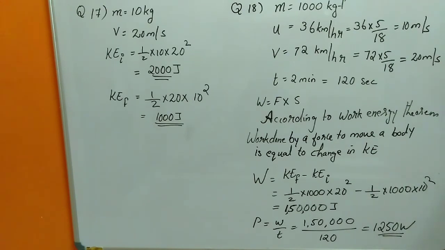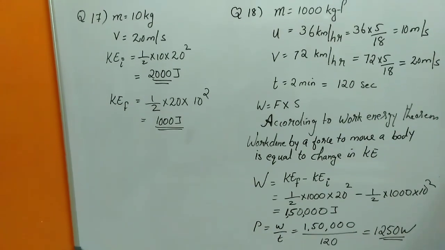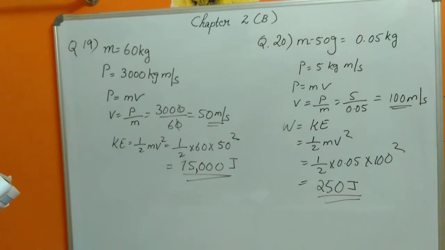Now we are asked to find the power. Directly the formula, power is work by time. So you will get 1,50,000 by time, 120 second, you will get 1,250 watt.